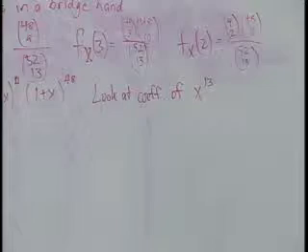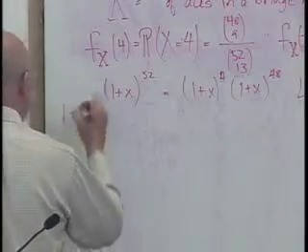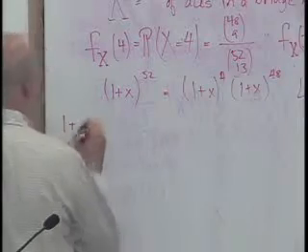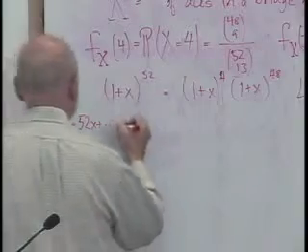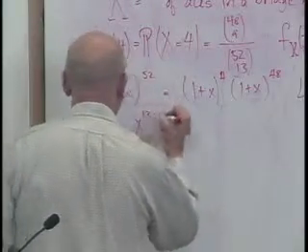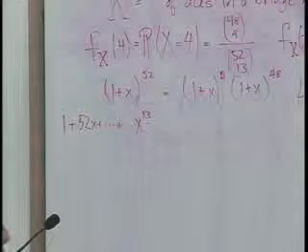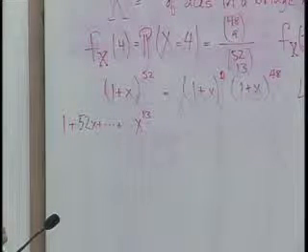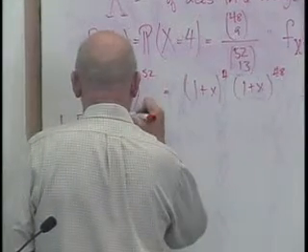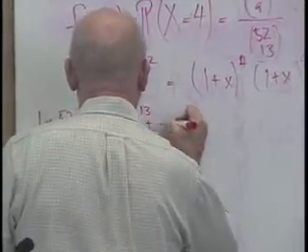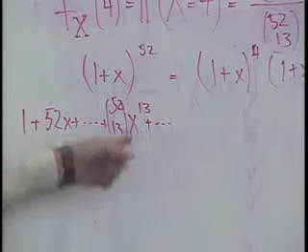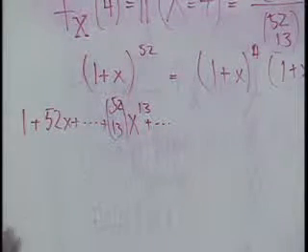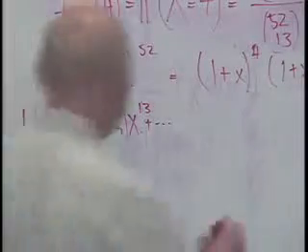Okay, here we go. We've got 1 plus 52x plus dot dot dot plus something times x to the 13th. What's the coefficient of x to the 13th? 52 choose 13. So lots and lots of terms here. There are 53 terms, but the only one we're interested in is the term in x to the 13th, which has a coefficient of 52 choose 13.